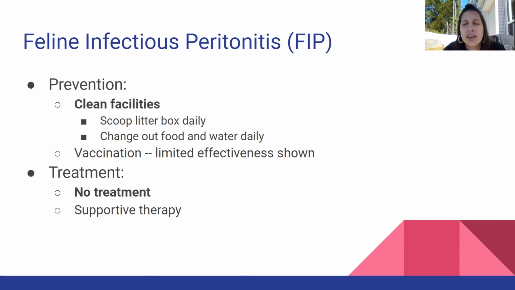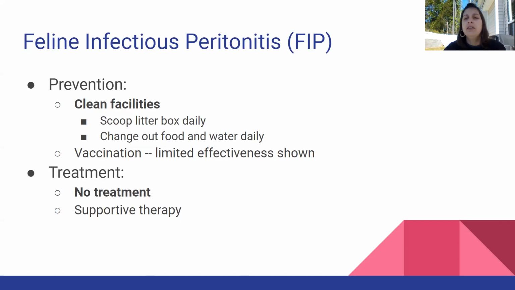There is a vaccine that you can give cats. It hasn't really been shown to do a whole lot as far as actually preventing it. Some cats don't get FIP, some cats do. So it's had really limited effectiveness shown, so much to the point that most vets won't even recommend it. They just say there isn't really a point in using that vaccine or a vaccine period for preventing FIP. If the cat does get it, there is no treatment, only supportive therapy.